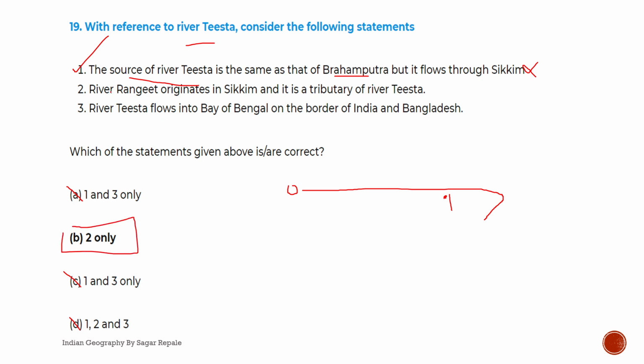Let us read the other statements. River Rangit originates in Sikkim and it is a tributary of river Tista. We have seen Rangit river is the largest tributary of river Tista. And third statement, river Tista flows into the Bay of Bengal on the border of India and Bangladesh. So no, this statement is again wrong. Why? Because we have seen the Tista river is a tributary of the river Brahmaputra, and it joins Brahmaputra in Bangladesh. So it does not discharge itself into the Bay of Bengal. Instead, it merges with the river Brahmaputra in Bangladesh. So third statement is also wrong. So 2 only is the correct option.